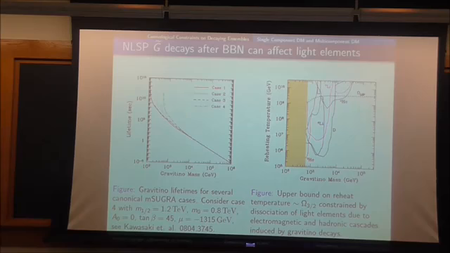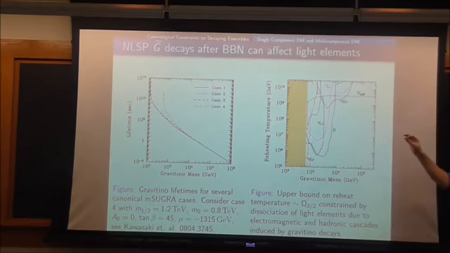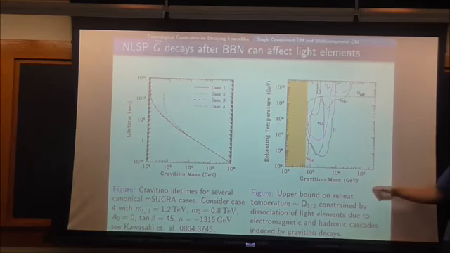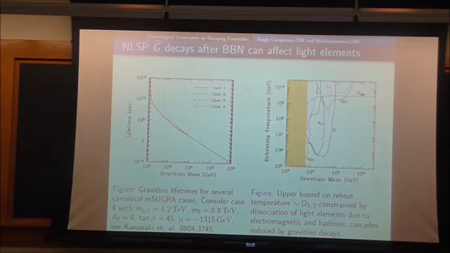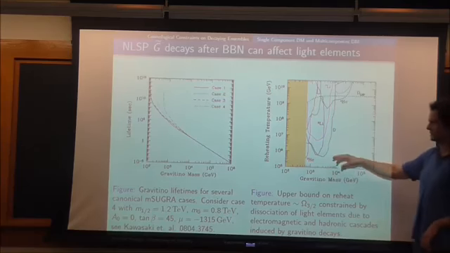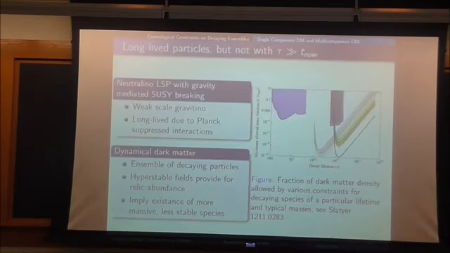And this is plotted versus the upper bound on the reheat temperature, which, if your gravitinos are produced thermally, is proportional to the gravitino abundance. So this is gravitino mass versus reheat temperature, but you can translate that into lifetime versus abundance, like the blue blob.